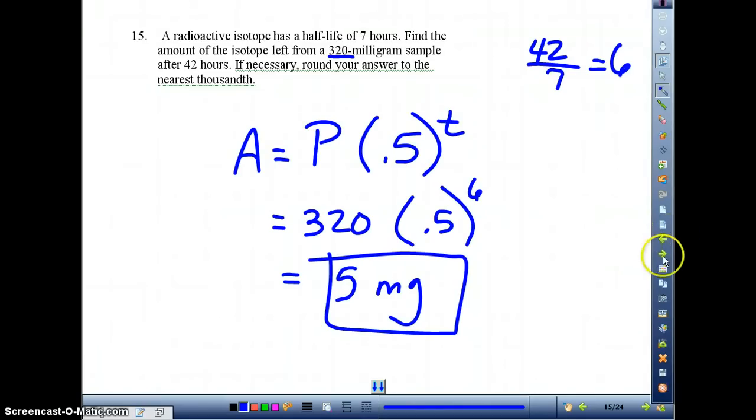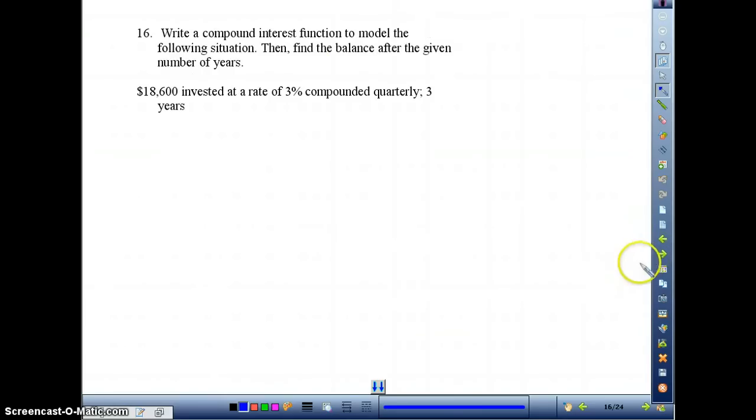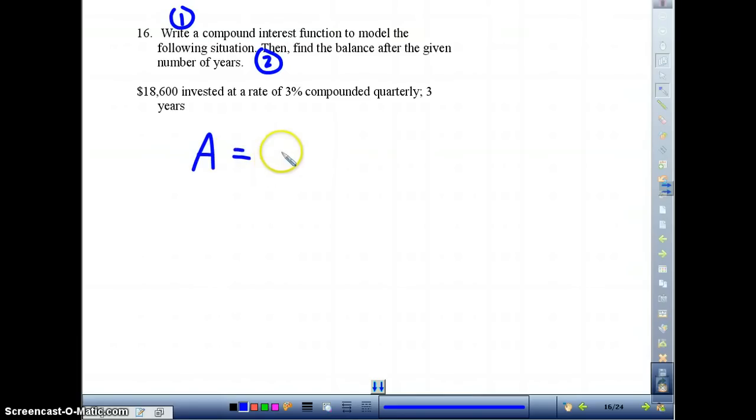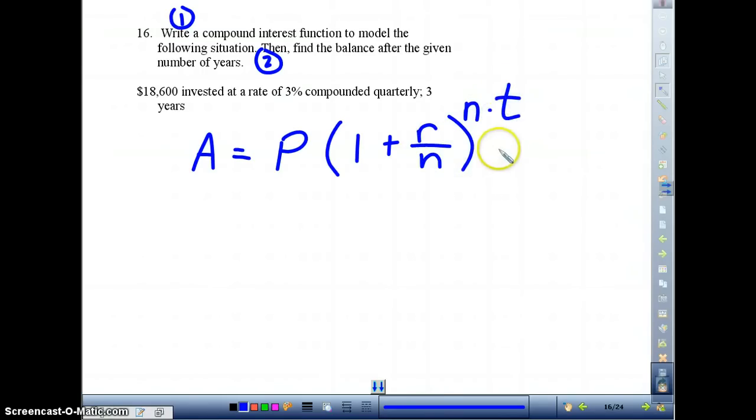Okay, let's take a look at 16. Write a compound interest function to model the following situation. Then find the balance after the given number of years. Okay, well, our compound interest formula says what? Do you remember it? Your principal amount, your beginning amount, times a quantity, 1 plus your interest rate in decimal form over the number of compounding periods per year, raised to the number of compounding periods per year times your time in years.